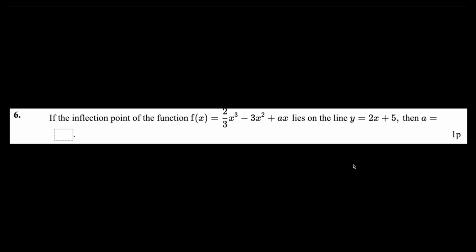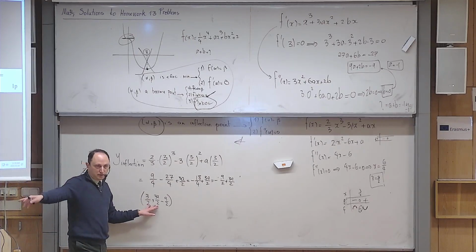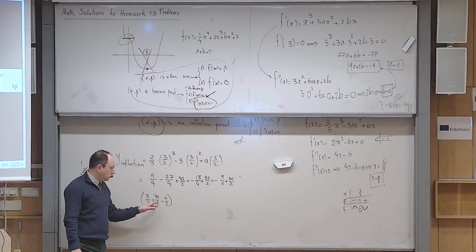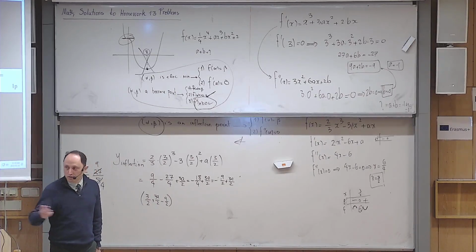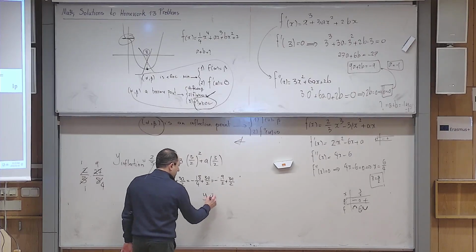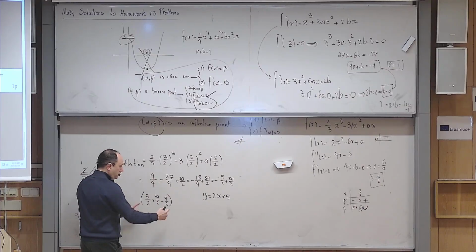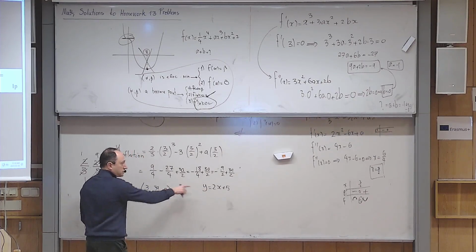So what does it mean? It means that this point is on that line. Whenever a point is on a line, it means the coordinates of the point should satisfy the equation of the line. So what is my line? According to the problem, the inflection point that I got is on this line. So this means that the coordinates should satisfy this equation.